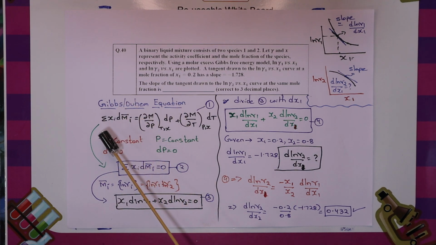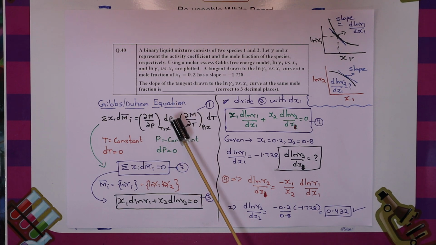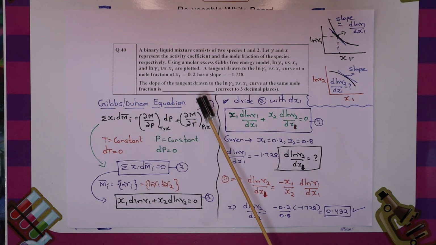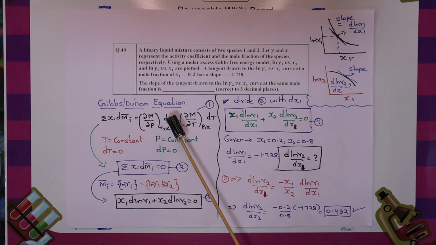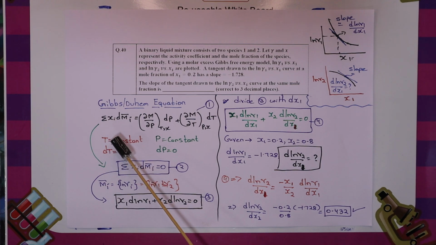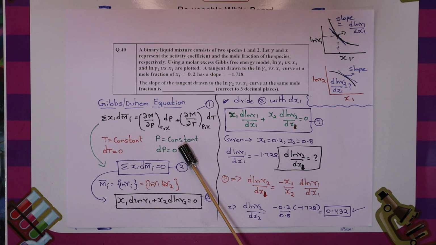The Gibbs-Duhem equation states that sigma xi d M bar i is equal to dou M by dou P into dP plus dou M by dou T into dT. Don't worry about this right hand side term, because we are calculating at constant temperature and pressure. So we are using the Gibbs-Duhem equation at constant temperature and pressure. Therefore dT equal to 0 and dP equal to 0. That means the right hand side expression will be equal to 0, and only one term remains: sigma xi d M bar i equal to 0.